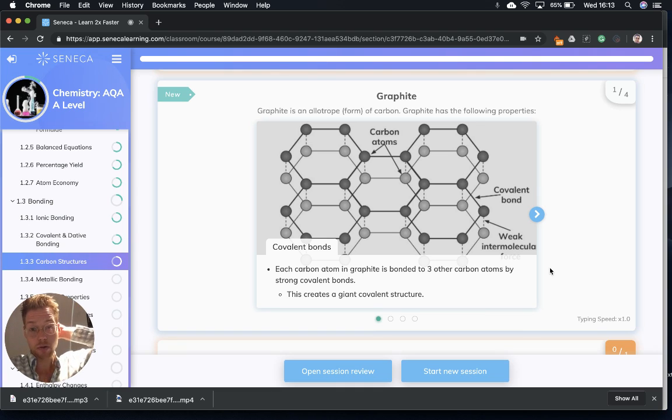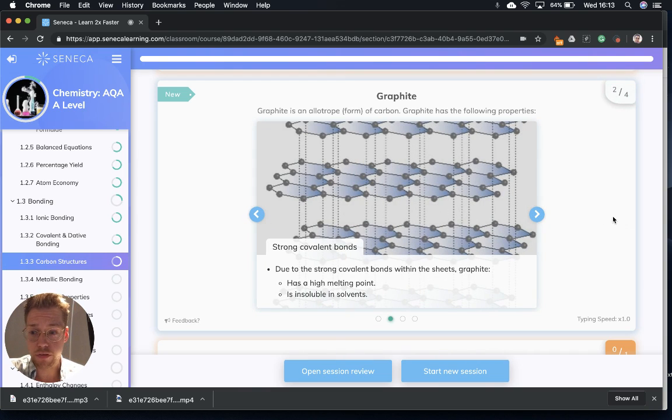Now, next we need to go on to talk about graphite, which is a different allotrope of carbon. And graphite has the following properties. Again, we've got some covalent bond action going on up here. Each carbon atom in graphite is bonded to 3 other carbon atoms. That's 1, 2, 3 other carbon atoms. And this creates a giant covalent structure. So again, both graphite and diamond are giant covalent structures.